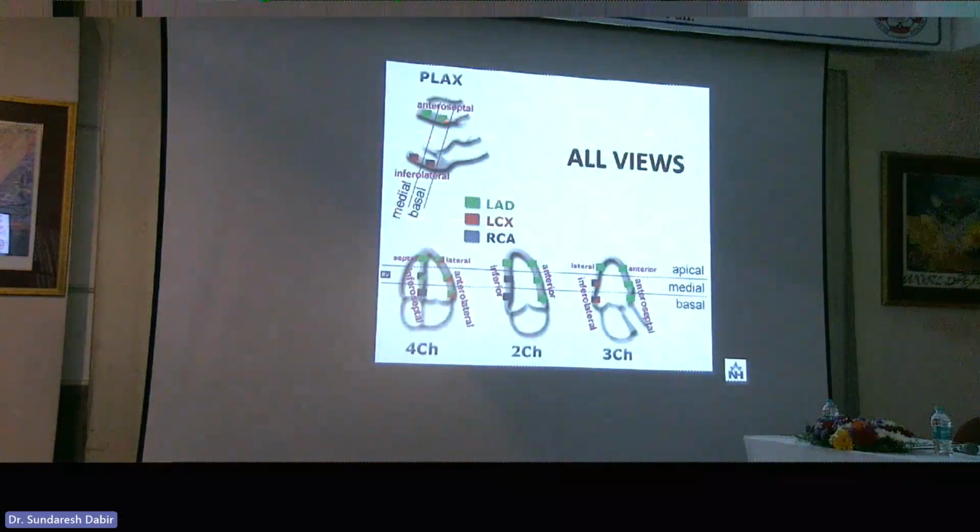So putting everything together, you have the long axis, 4-chamber, 2-chamber, and then you have the 3-chamber, which is synonymous with the long axis. So look at the walls and look at the segments and the arterial supply, which is very commonly available in almost all echo textbooks and even other books also.